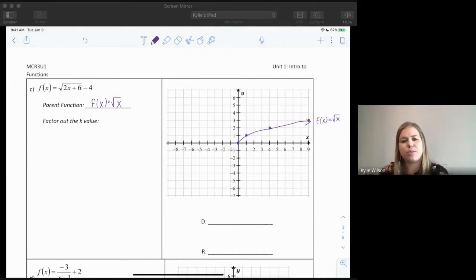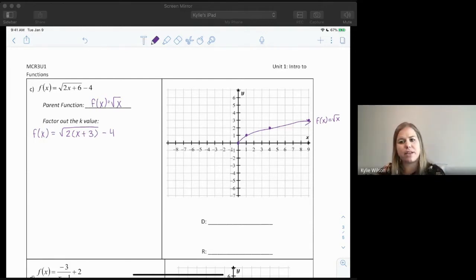And now we're going to start identifying our a, k, d, and c. In order to do that, if there's other stuff under the square root, we need to factor out the number in front of the x to identify our k. So we'll factor out that 2, and we're left with x plus 3. And then we have this negative 4 on the end. So now let's deal with these transformations.